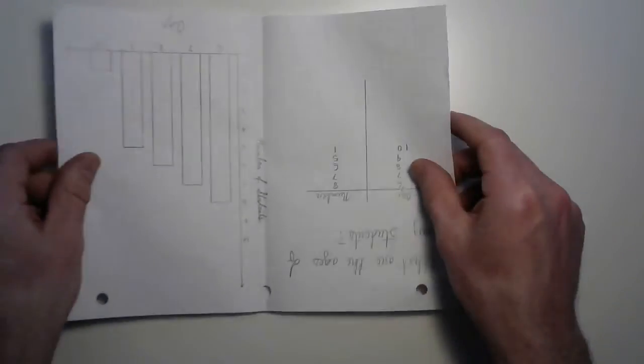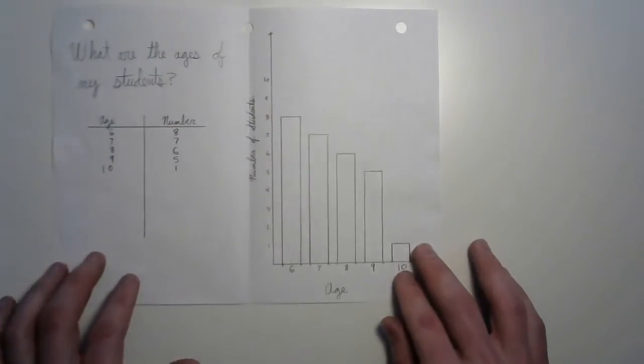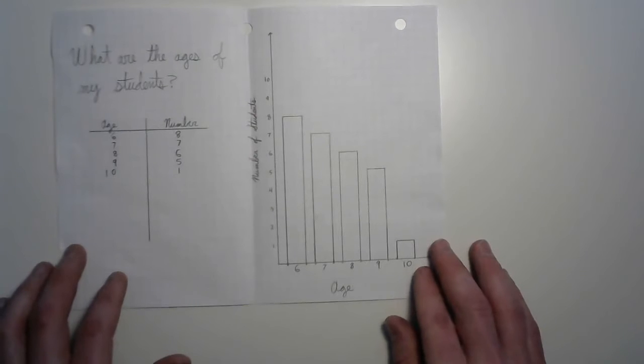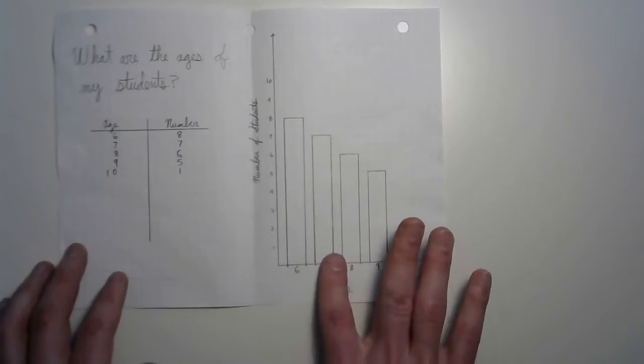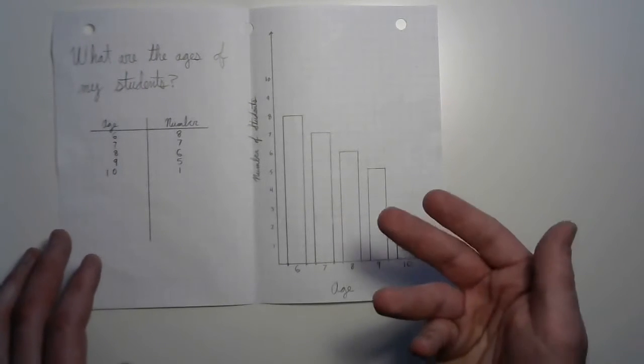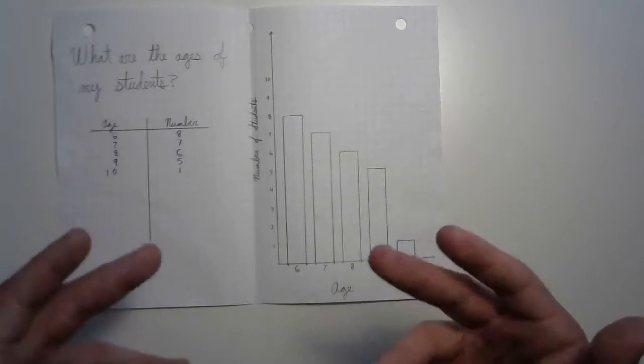Now, here's my bar graph that I made with you. It shows us the ages of my students. And I want to know how many are 6, how many are 7, how many are 8, how many are 9, how many are 10. But what if I wanted to do it a little bit differently?